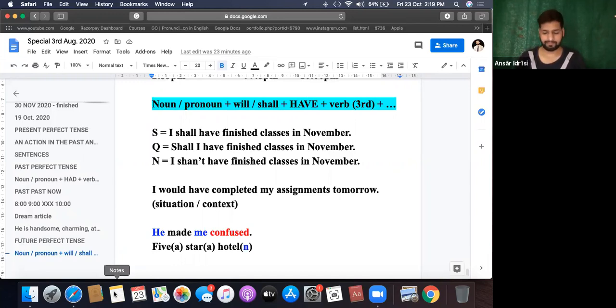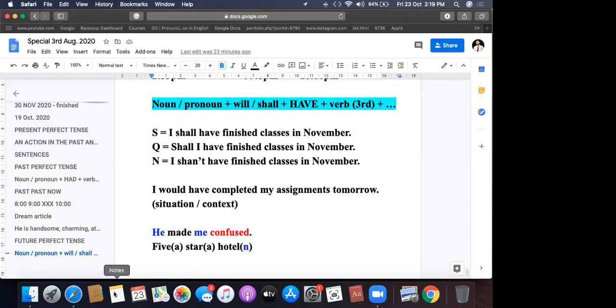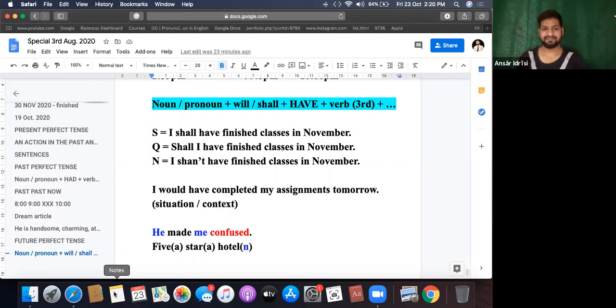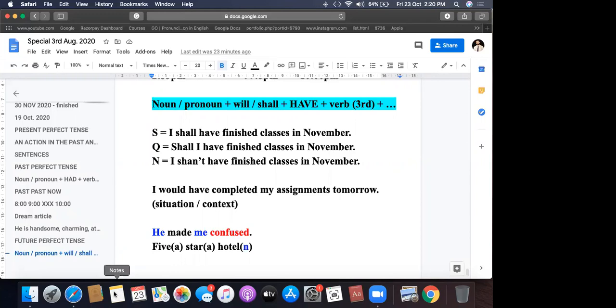Next. They will have controlled the situation. Will they have controlled the situation? They won't have controlled the situation. Next. They will have read those units by 9 p.m. Will they have read those units by 9 p.m.? They won't have read those units by 9 p.m.